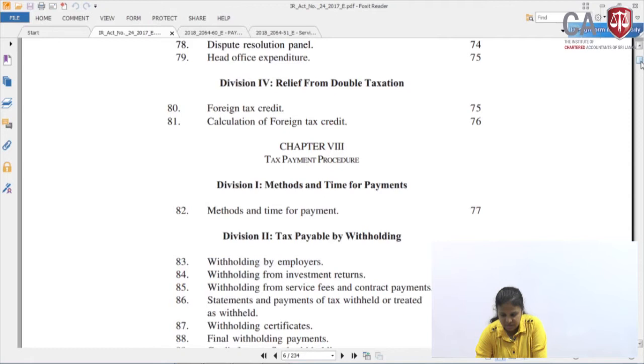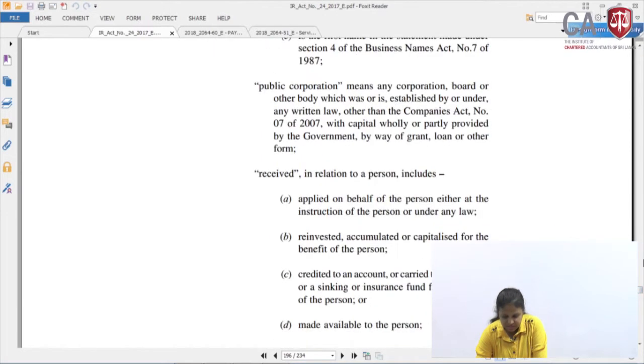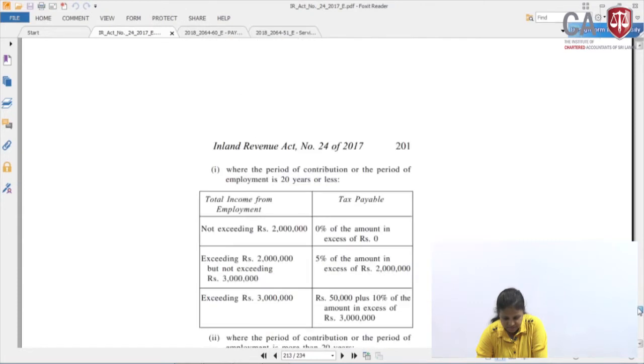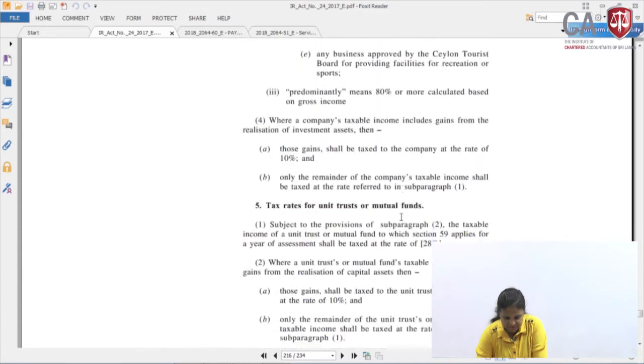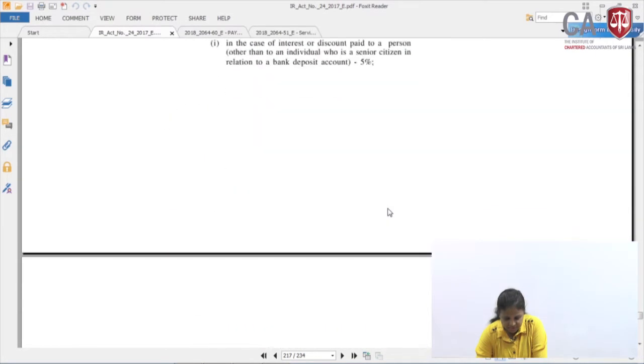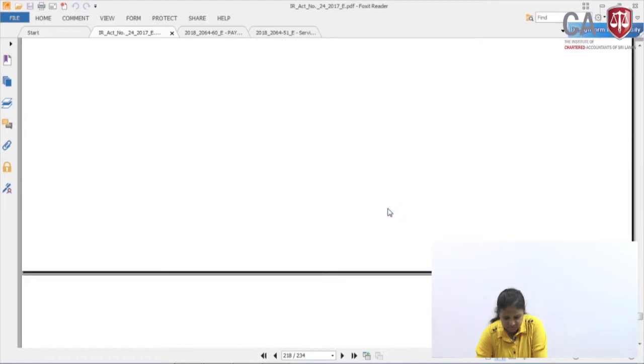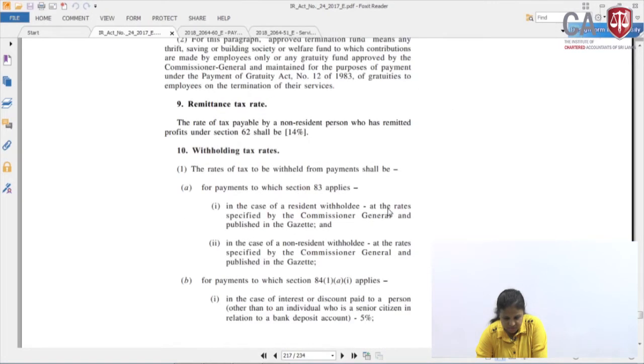In that, I will go to the first schedule directly. Under the first schedule, paragraph 10, this is the paragraph 10 application. Here you can see, this is paragraph 10, withholding tax rates. Under that paragraph 10, sub-paragraph 1, the rates of tax to be withheld from the payment shall be, for payment to which section 83 applies, that means withholding by employer.